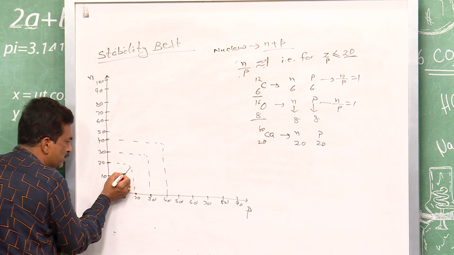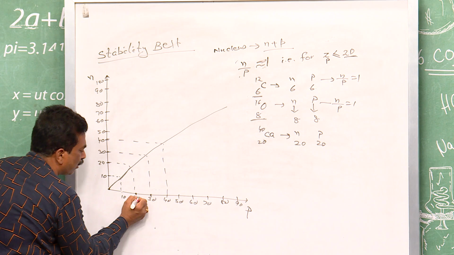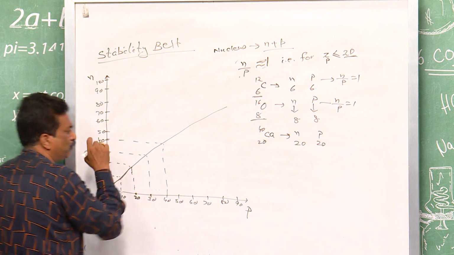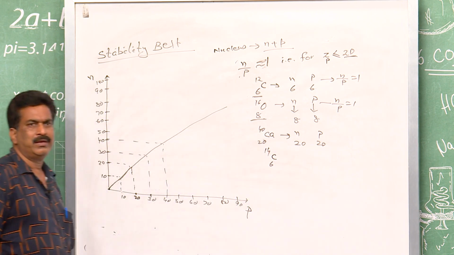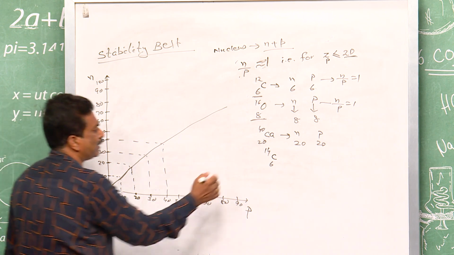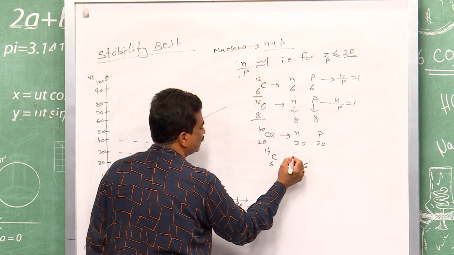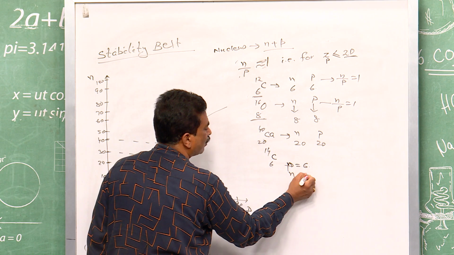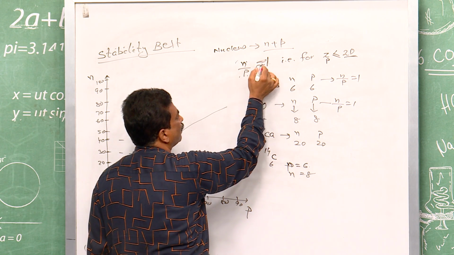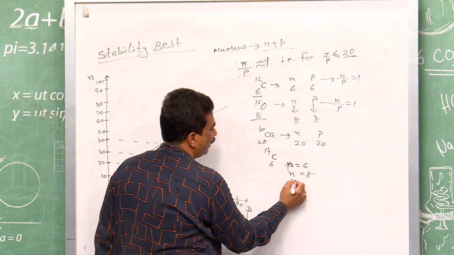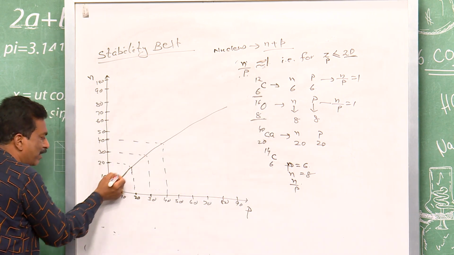So, if we join this straight line it will go like this. But within 20, suppose you take carbon C14. That is one type of isotope. Carbon C14 has 6 protons and 8 neutrons. So the neutron by proton ratio should be nearly equal to 1, but here neutron by proton is not equal to 1.